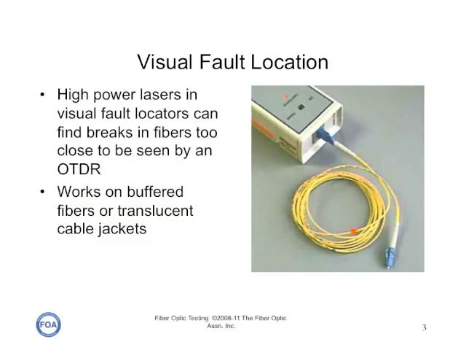Visual fault locators are great for finding breaks in fibers or sources of high stress loss in fibers that cannot be found with other instruments, for example, an OTDR, which doesn't have the resolution. With the visual fault locator, you can actually visually see the light that's being lost.